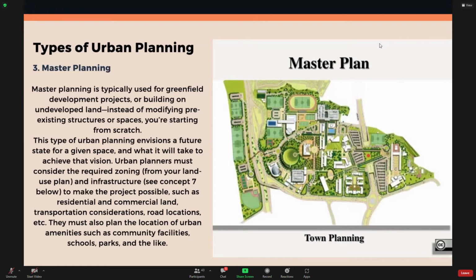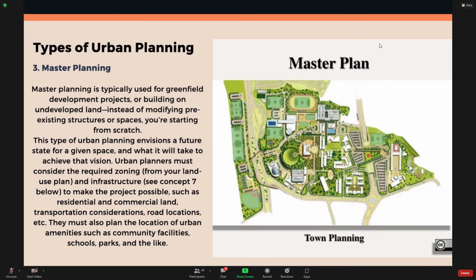is typically used for greenfield development project or buildings on undeveloped land. Instead of modifying pre-existing structures or spaces, you are starting from scratch. So that is why you need master plan. So you have this empty piece of land. It is undeveloped land. So you are starting from scratch. So that is why you need master plan. Other term that we use is greenfield development.